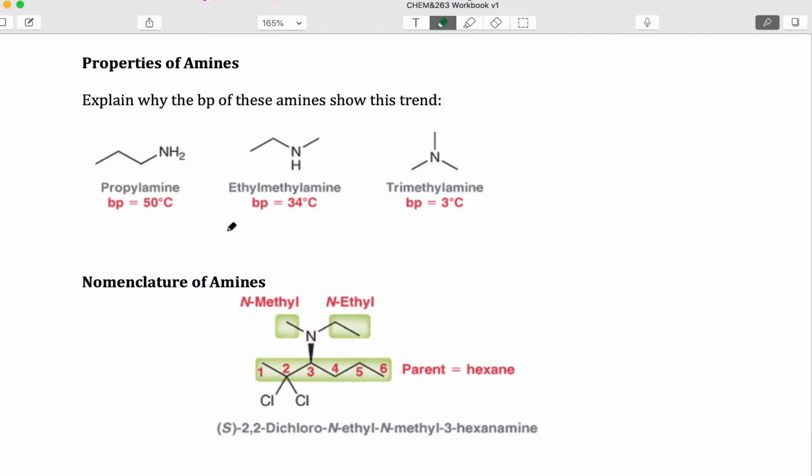Now, the physical properties of amines, like boiling point and melting point, vary quite a bit based on whether an amine is primary, secondary, or tertiary. So you see our primary amine has a boiling point of 50, the highest, versus triethylamine, a tertiary amine, which has a lower one. Now, the highest one, 50 degrees here, signifies stronger intermolecular forces at play compared to secondary and tertiary. So why do you think that might be?